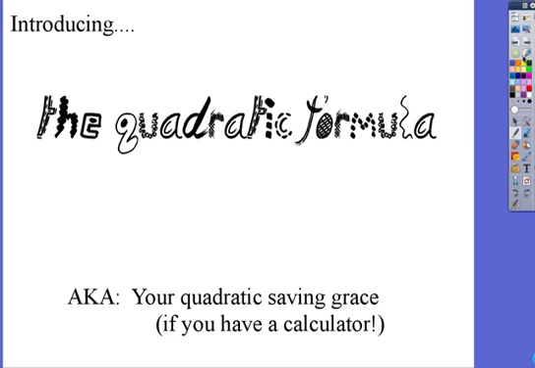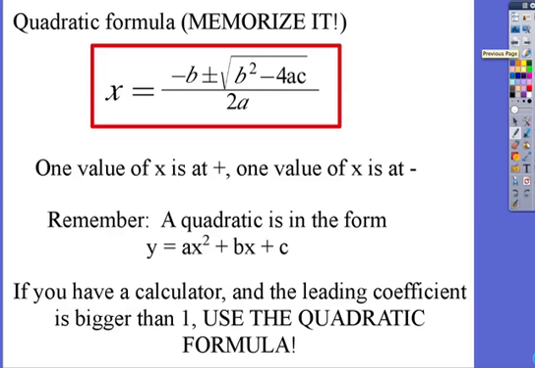So what exactly is the quadratic formula? This is the quadratic formula. It looks a little overwhelming. It's really not. But you absolutely 100% must memorize it. If you don't learn anything else in Algebra 1, learn the quadratic formula. So our answers of x are the opposite of b plus or minus the square root of b squared minus 4ac, and all of that over 2 times a.